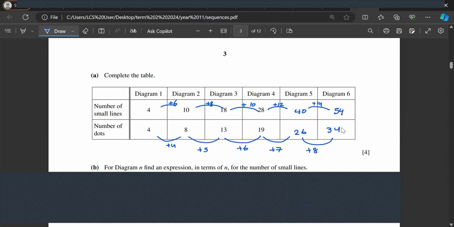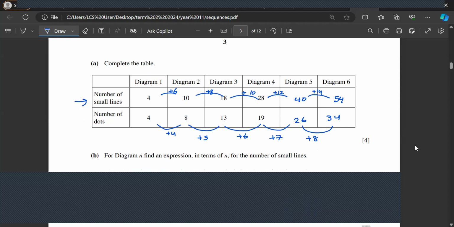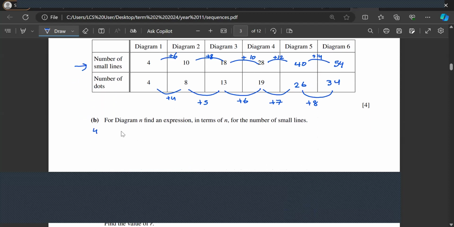Now, the next question, he's telling me for the diagram n, find the number of small lines. Find the expression for the number of small lines, which means this sequence. I'm going to write it: 4, 10, 18, 28, whatever, okay?